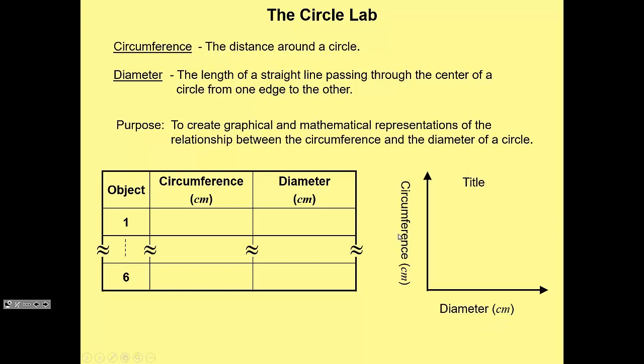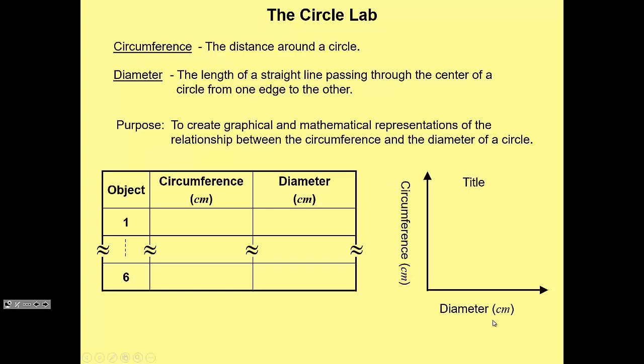And notice here, there is a reason why I chose circumference on the vertical and diameter on the horizontal. There are some rules of thumb that we'll talk about in the next few days about which variable to put on which axis, but we'll get there. In this case, just make your graph this way for this one. It helps us to identify what the slope means and things like that. So circumference on the vertical, diameter on the horizontal.